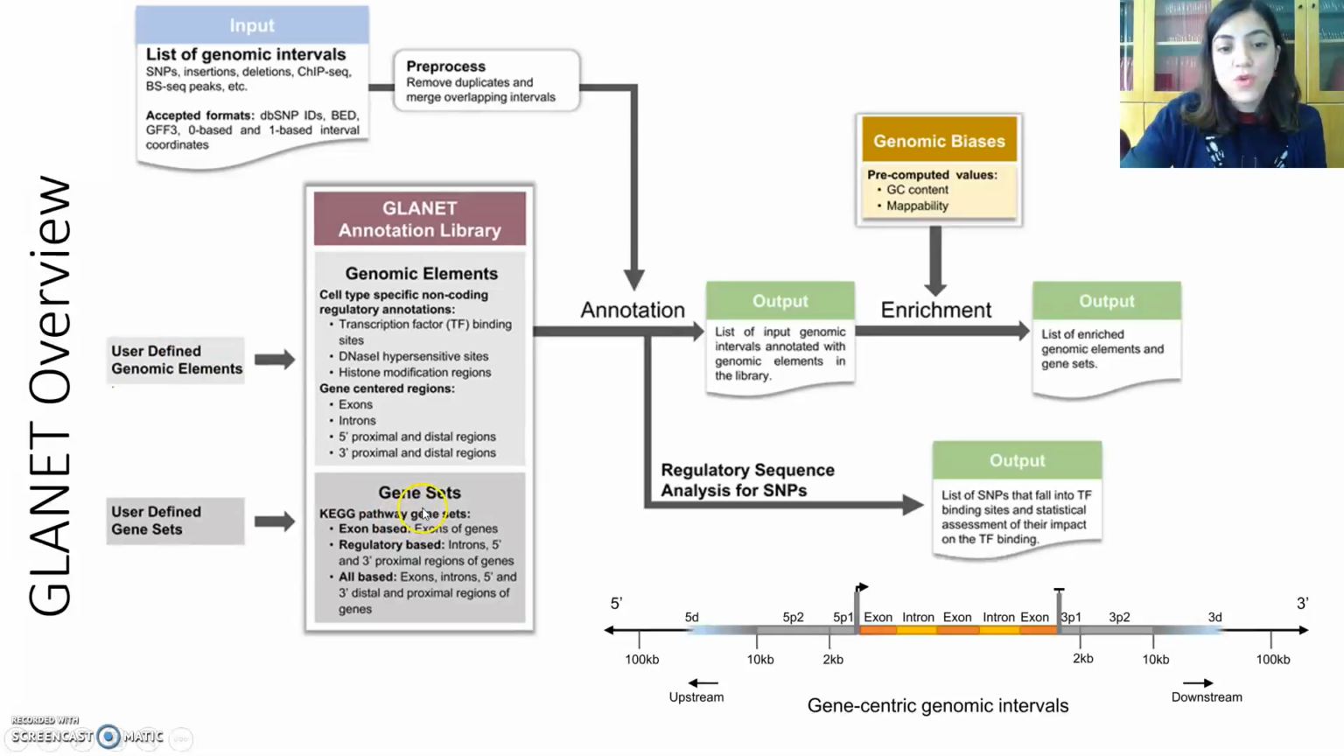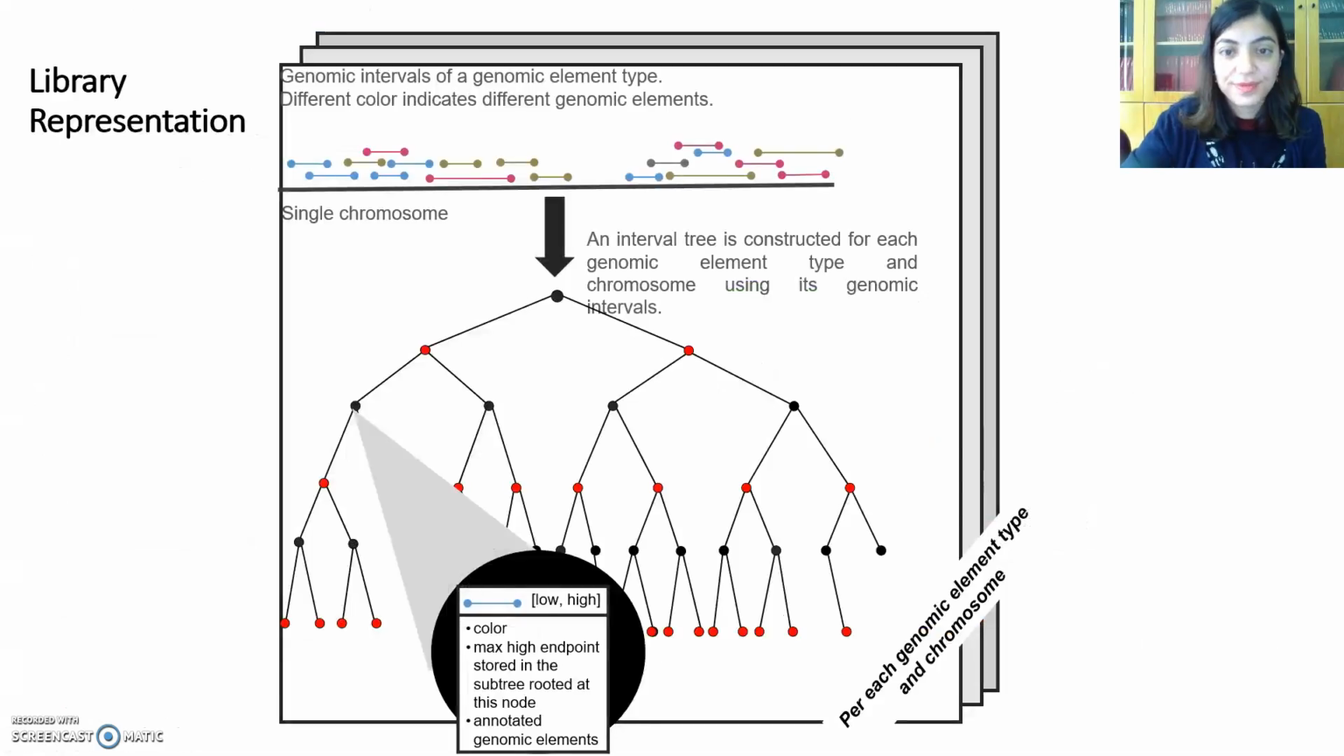And also we have another feature for examining gene sets. We examine them in 3 manners. Exon based, we only consider exons of genes. In regulatory based, we consider introns, 5' and 3' proximal regions of the genes. In all based, in addition to the regions defined for exon based and regulation based, we also consider the distal regions of the genes.